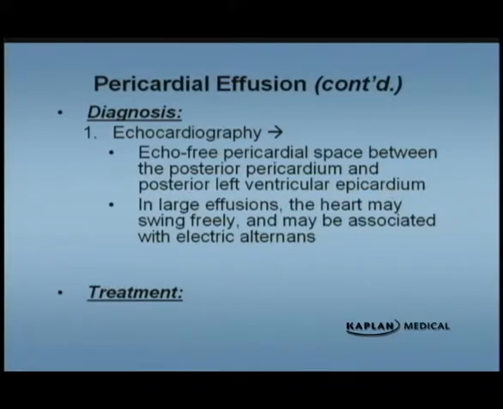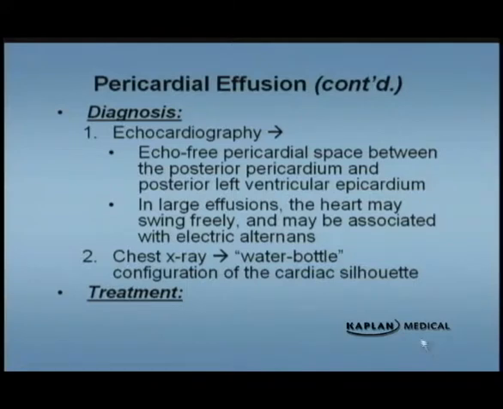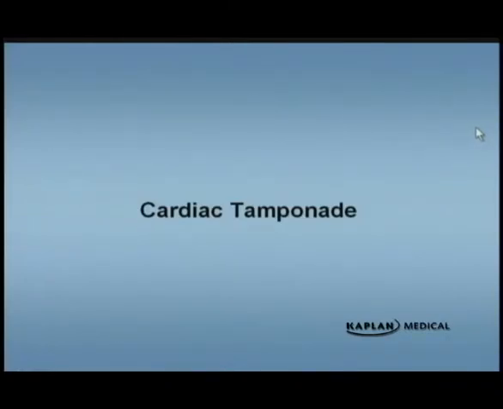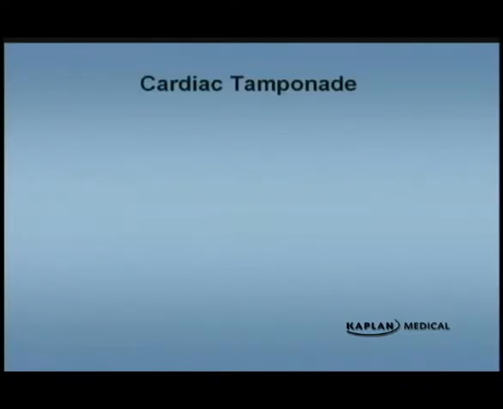Fluid. Huh. Large effusion, heart may swing freely. I like that. Swinging on a Sunday afternoon. Fluid accumulating inside of you. And that means swinging freely is electrical alternans. The treatment. Wow, water bottle heart, I like that. Okay, but the treatment is to aspirate the fluid accumulation, treat the underlying etiology, and to remove it with a window. What is the difference between these things and tamponade?